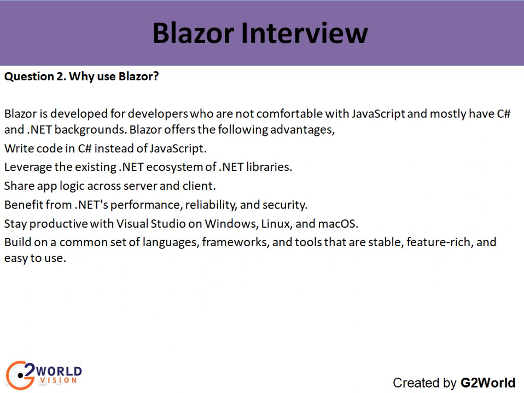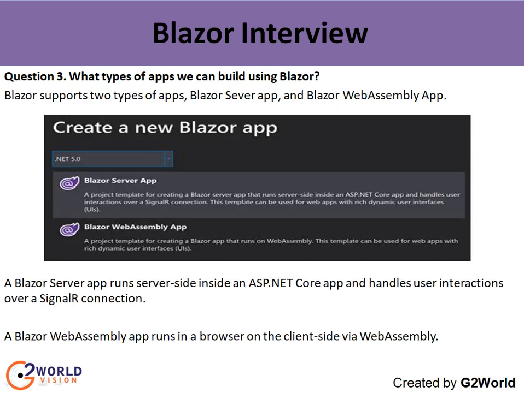stay productive with Visual Studio on Windows, Linux, macOS, build on a common set of languages, frameworks and tools that are stable, feature rich and easy to use. Now we go on to question number 3. What type of apps can we build using Blazor? Blazor supports two types of apps: Blazor Server app and Blazor WebAssembly app.